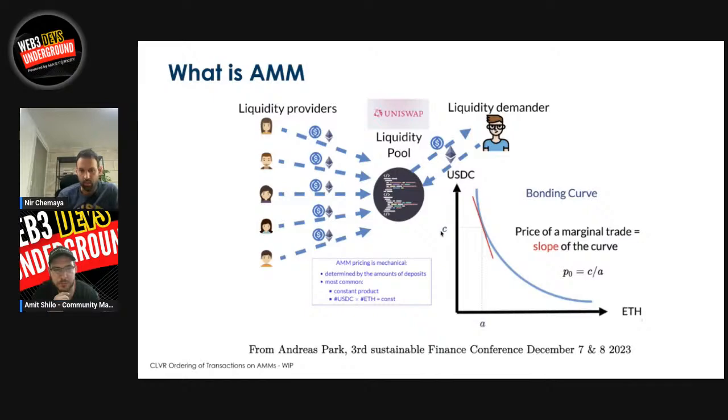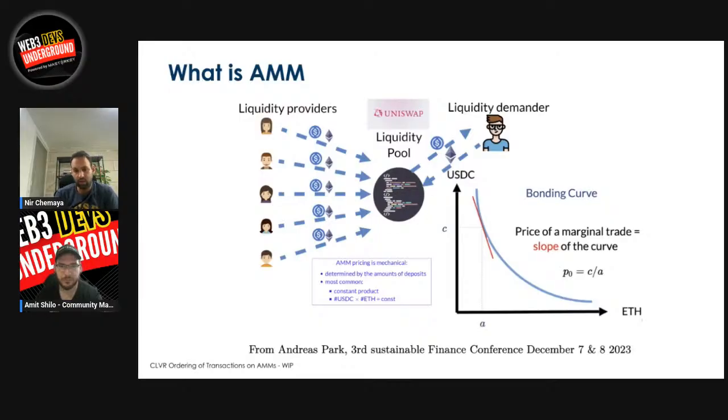I want to give credit to Andres Park for this illustration. So basically the idea of AMM is as follows. Blockchain users can deposit two types of tokens, let's say USDC and Ether, to a liquidity pool. I mentioned Uniswap, but the concept of AMM comes from many different protocols and not just Uniswap, so it doesn't really matter which protocol you have in mind, but you're going to deposit these tokens as a liquidity provider in one of the protocols.